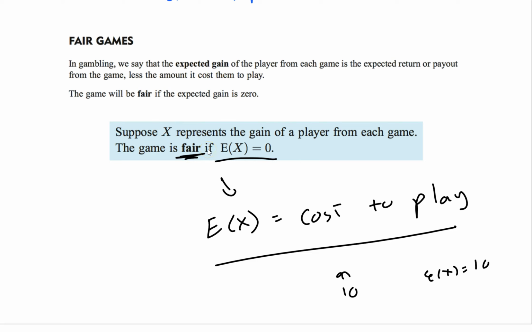The expected value, so they say it equals 0, but they really mean it costs to play. So whatever the cost to play, that's what expected value should be. If that's true, it's a fair game. If the cost to play is lower, then it's unfair in your advantage. If the expected value is lower than the cost to play, then it's unfair to the house.